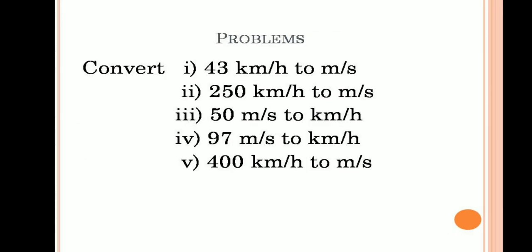Problems. Convert 43 km per hour to meter per second. 250 km per hour to meter per second. 50 meter per second to kilometer per hour. 97 meter per second to kilometer per hour. 400 km per hour to meter per second.